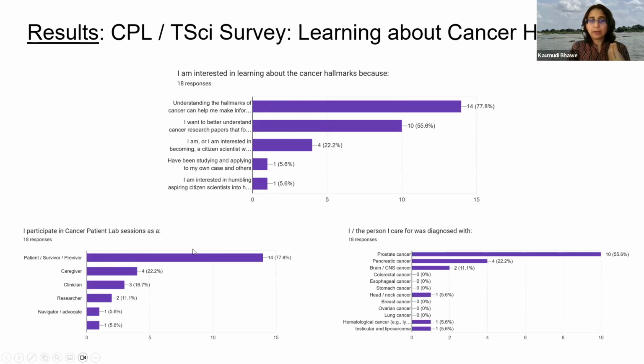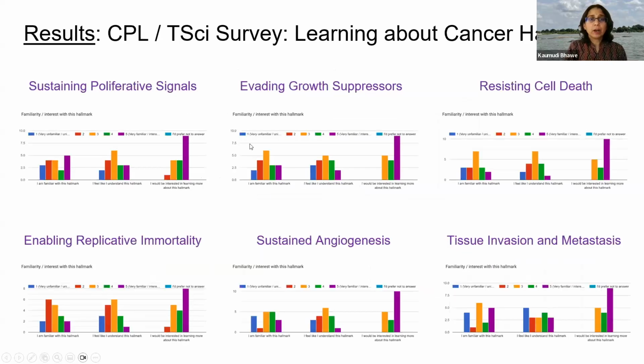Okay. And then we have a good mix here. We have a large, as we all kind of are aware, we have a large membership of people facing prostate cancer, some people facing pancreatic cancer, some who are facing brain cancer, and then the other cancers are less represented in Cancer Patient Lab.